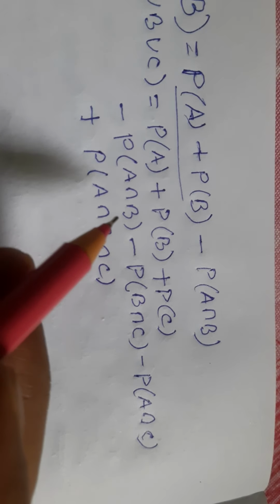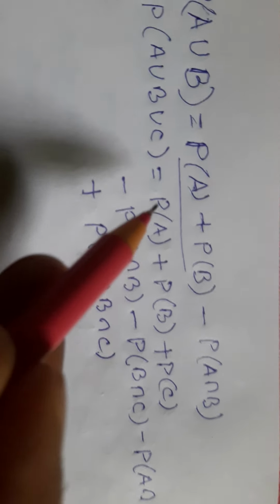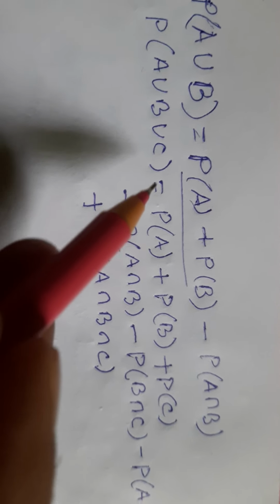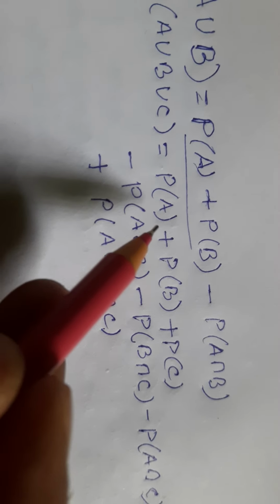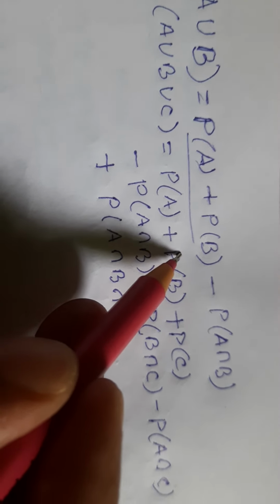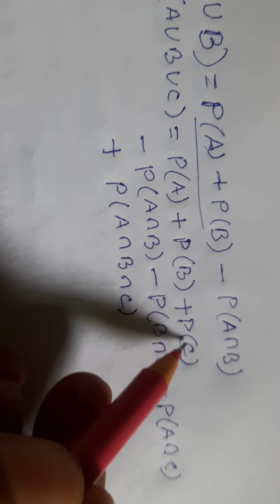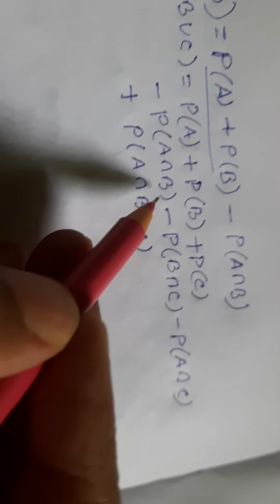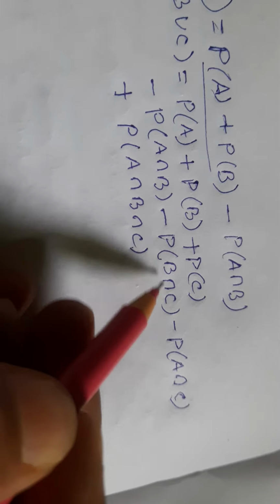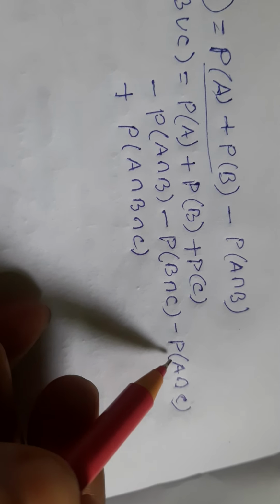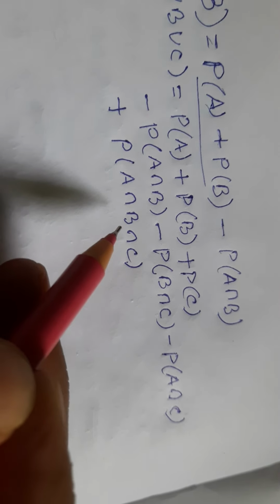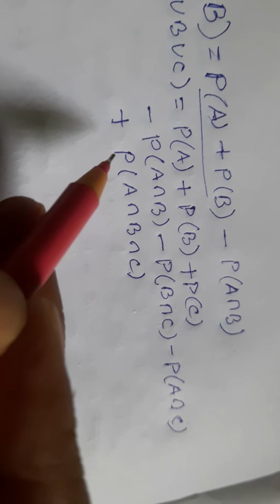So how will you remember this formula of probability of A union B union C? Take one of the events and add their probabilities. Take two of the events and subtract their probabilities. Take three of the events and again add their probabilities.